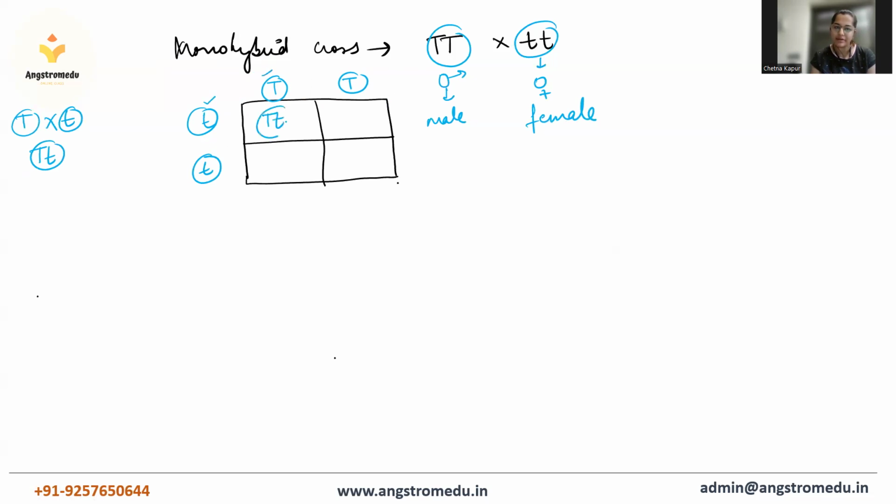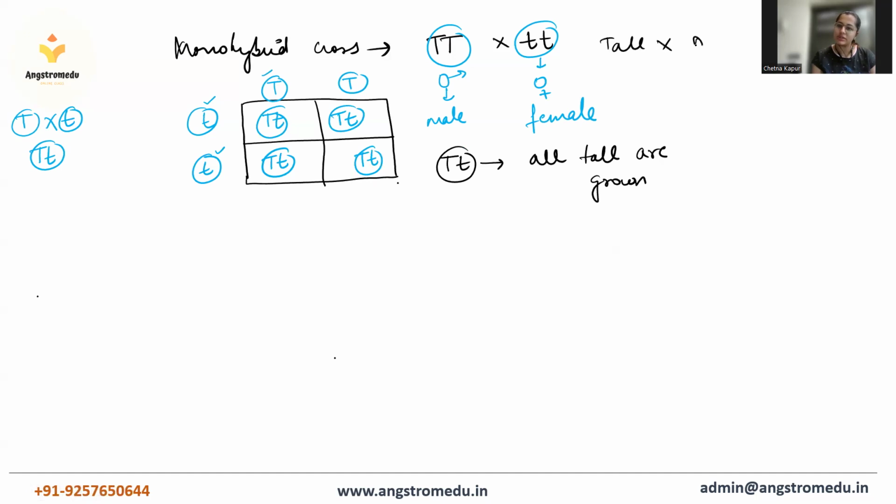What will we get? This is called capital T small t. Again, this capital T with small t is capital T small t. Again, with this capital T and this small t is going to form capital T small t. And this capital T small t is going to form capital T small t. So I hope it is clear to you that capital T small t is going to give us all the tall plants. So all the tall plants are grown by crossing this tall with that of dwarf. So when we are crossing the tall and dwarf, in the F1 generation, we are getting all the tall plants. Very important. So this is our F1 generation.